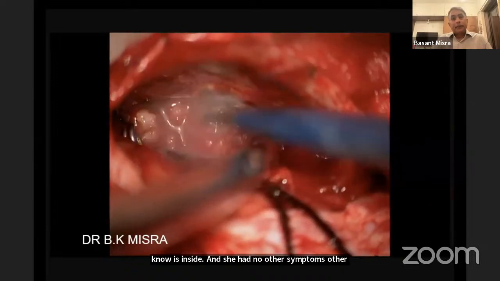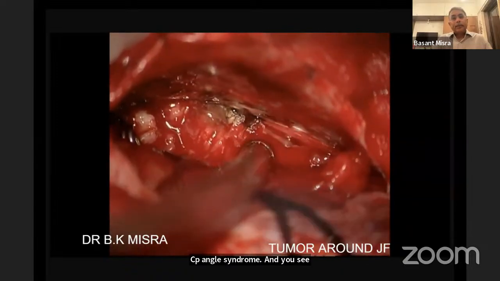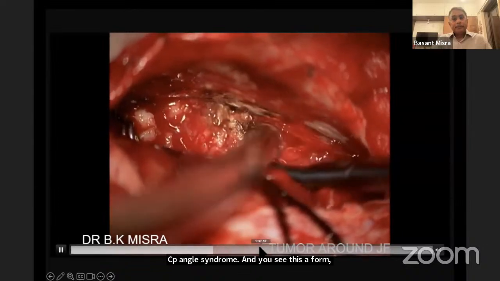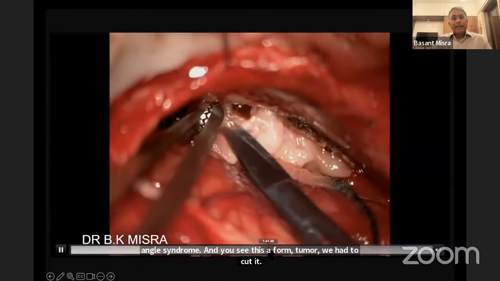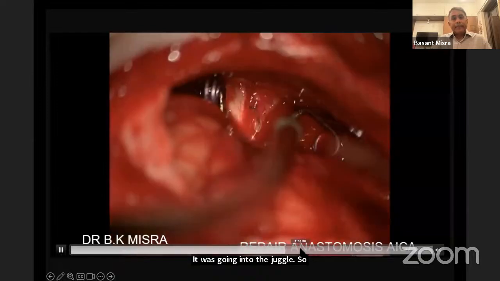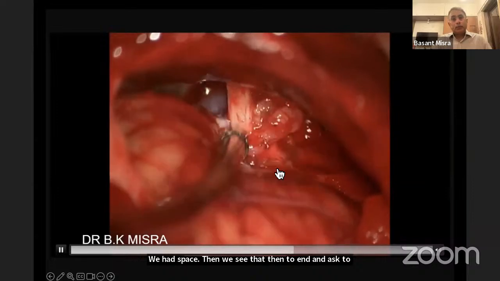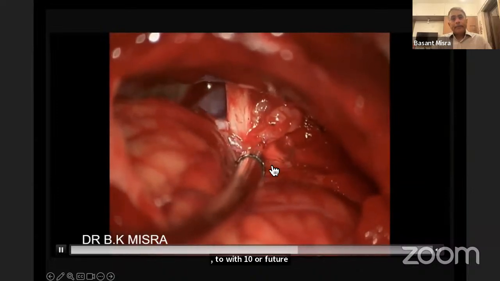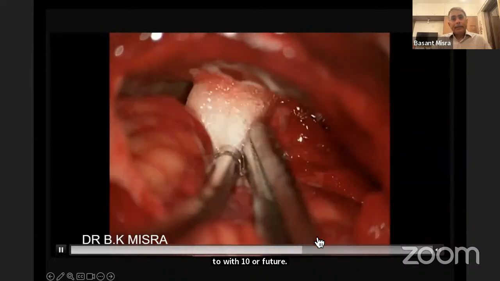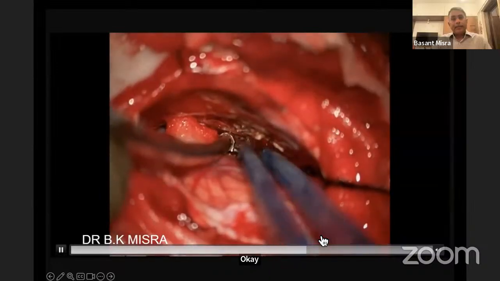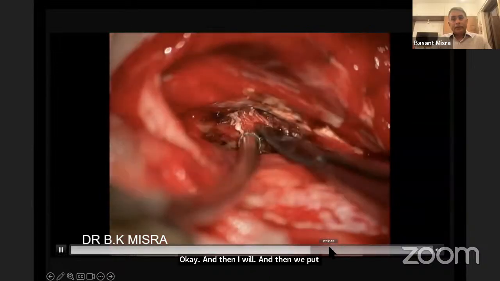And you see this is a firm tumor, we had to cut it. It was going into the jugular foramen. So once we had done that, we had space, then we stitched an end-to-end anastomosis with 10-0 suture. Okay? And then we put some papaverine there, and the rest of the tumor, we removed it.